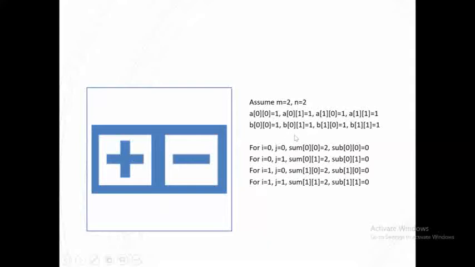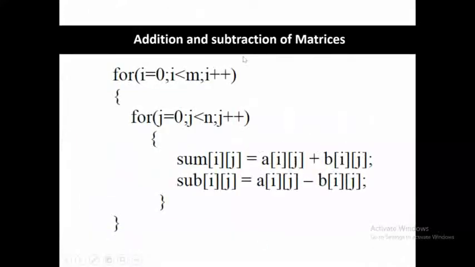Similarly with respect to the second matrix, I took the variable b: 0th row 0th column 1, 0th row first column 1, first row 0th column 1, and first row first column 1. So these are the two matrices, and I am initializing the values to 1. Now, how does it work?